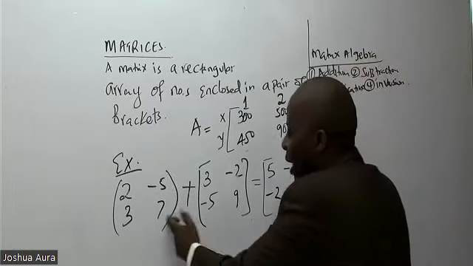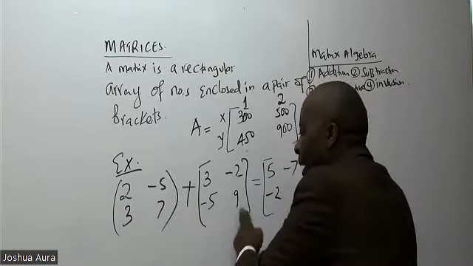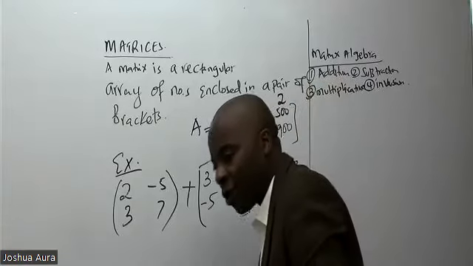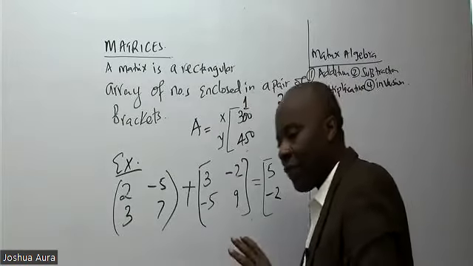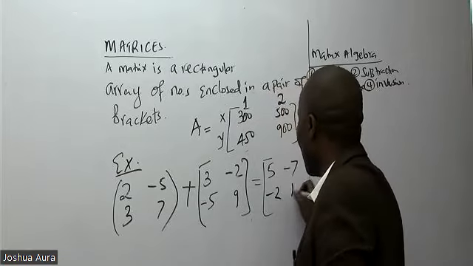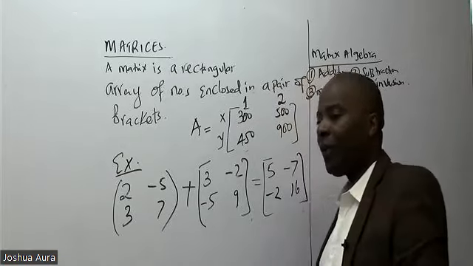And then we have 7 plus 9. This one here gives us minus, can't be minus 2. 7 plus 9 gives me what, ladies and gentlemen? Gives me 16.